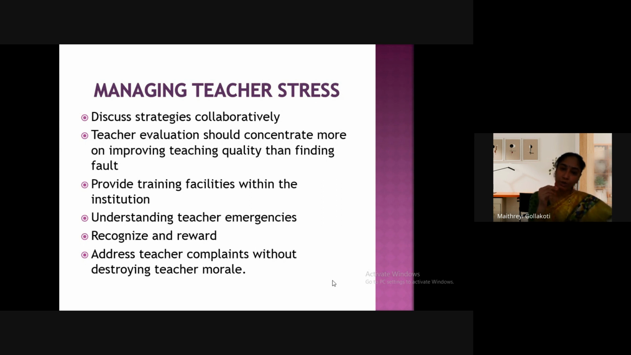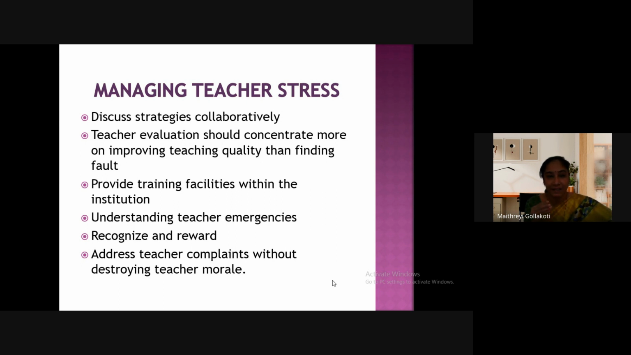That way, when you are doing this, you can divide the tasks so that one person will handle this part, the other person will handle that part, so that the work becomes easy for all of us. See, if you can work it out that way, stress will be less.